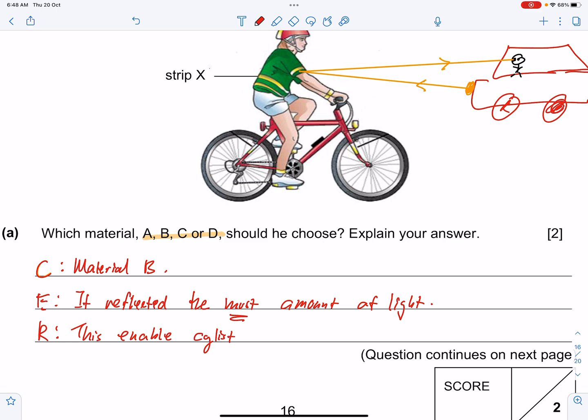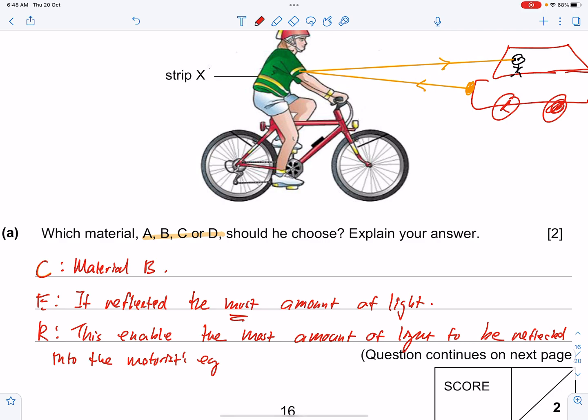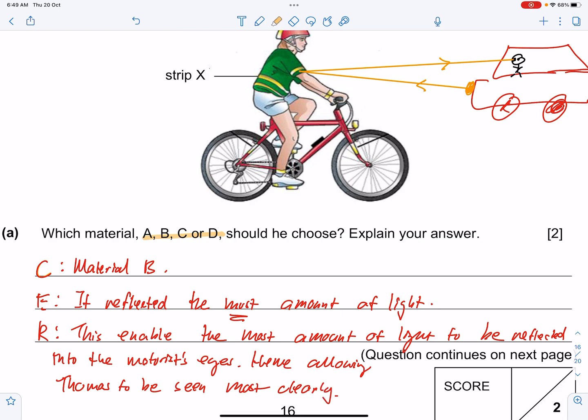cyclists, enable the most amount of light to be reflected into the motorist's eyes, hence allowing Thomas to be seen most clearly. So take note of the correct superlative. Okay.